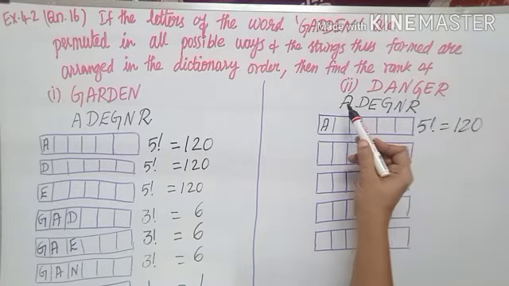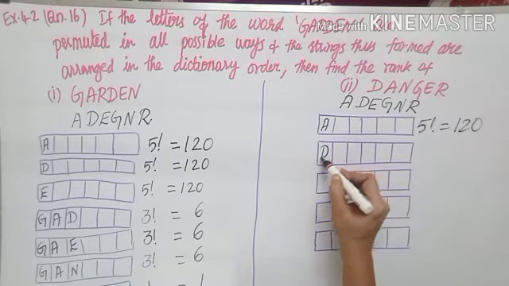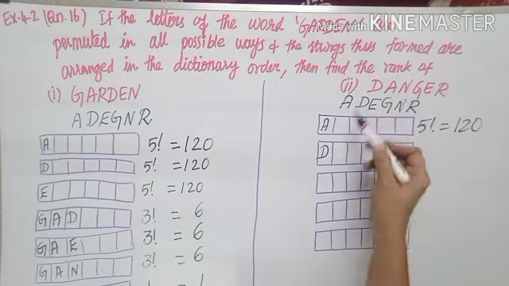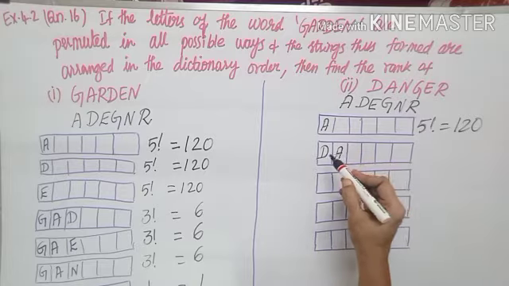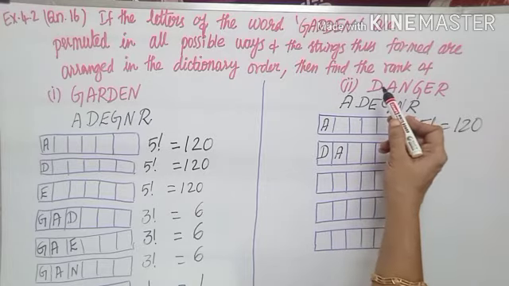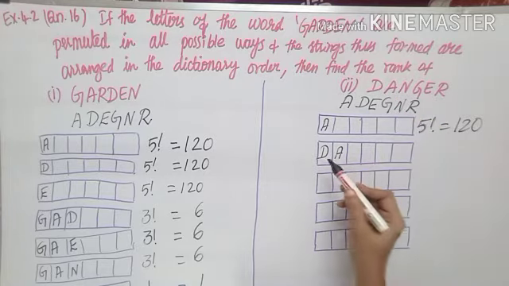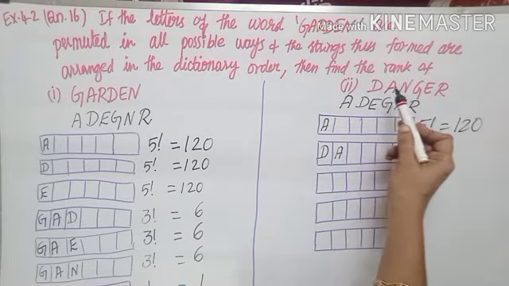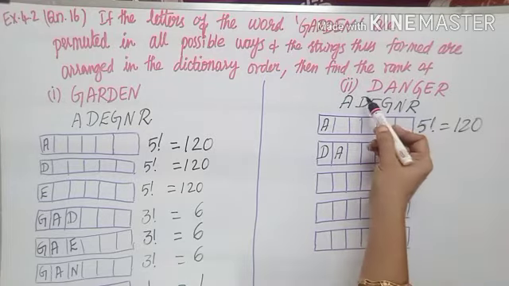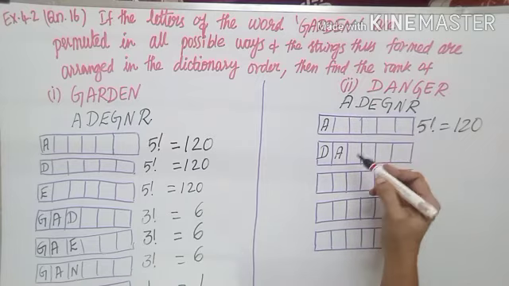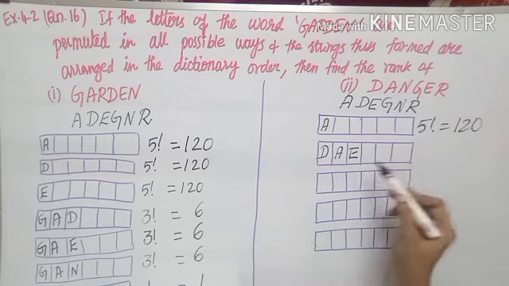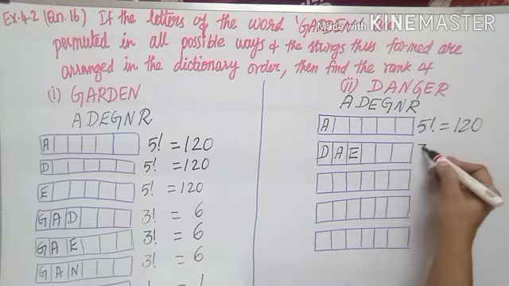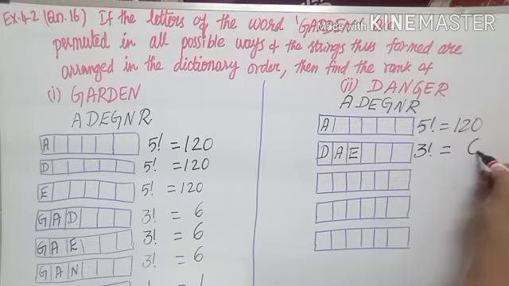The second, after A, D will come in alphabetical order. D comes, then I will go with the next letter A. D only is in the question also. Once I put A, DA only is coming in the question also. So after D and A, according to the order, E will come, but the question has some other letter. So fill the 3 boxes, 3 factorial ways, 1 into 2 into 3, 6.